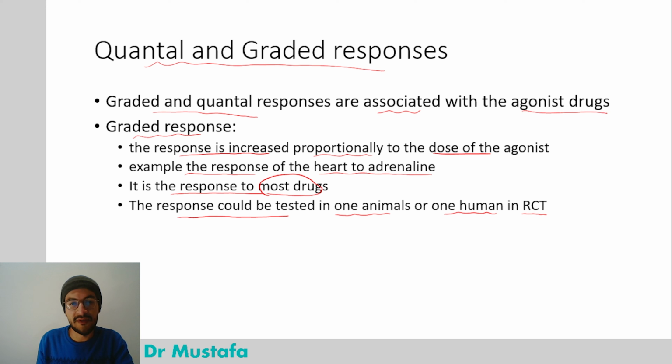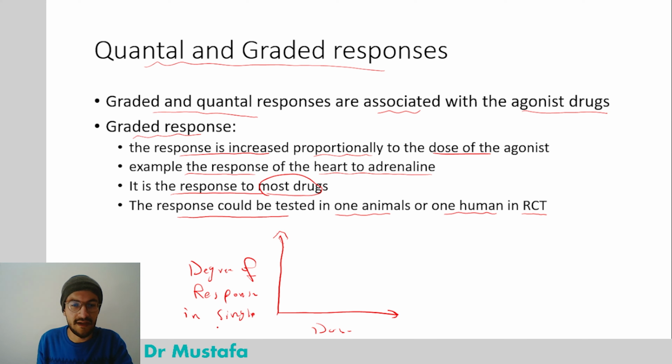And let's draw it again. The first example we drew was a graded response, but we are going to draw it again here. So we have dose and we have the degree of the response in a single person. The higher the dose, the higher the response until we reach the max.